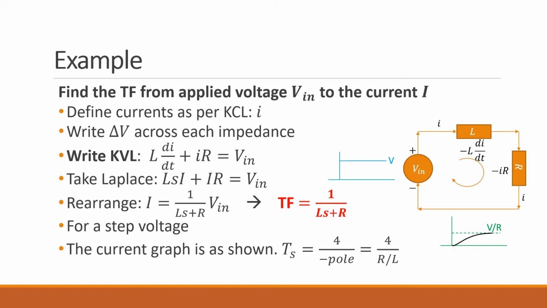The pole of this differential equation or transfer function is minus R by L, hence the time constant is L over R, and the settling time, i.e. the time to reach 90% of the steady state, is 4 L over R.